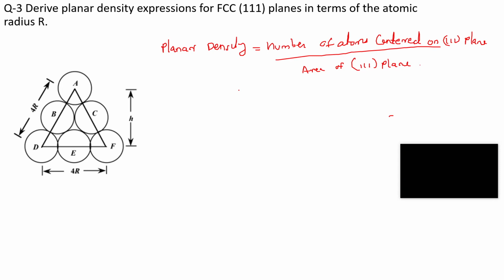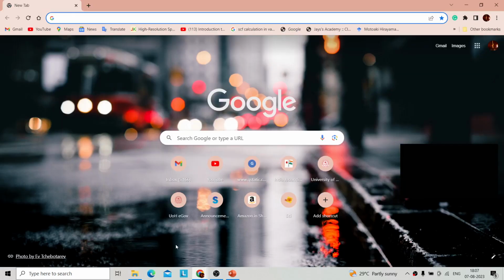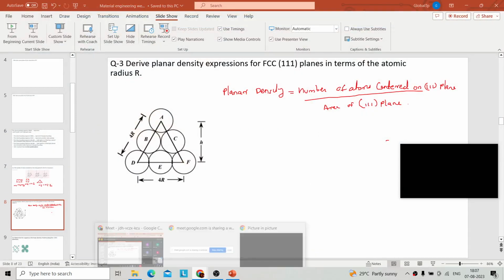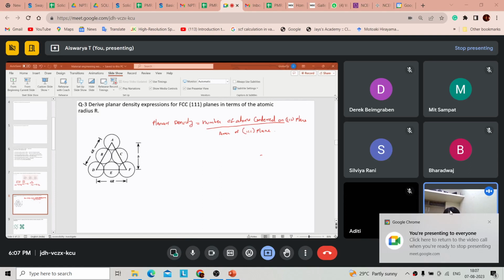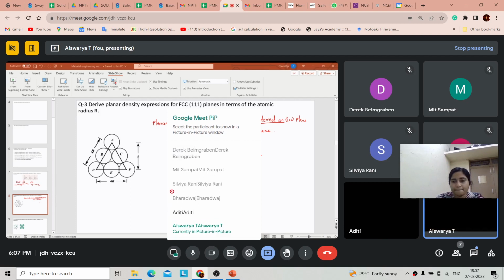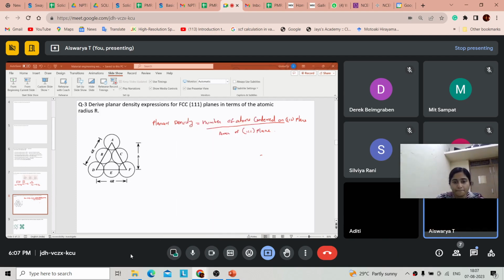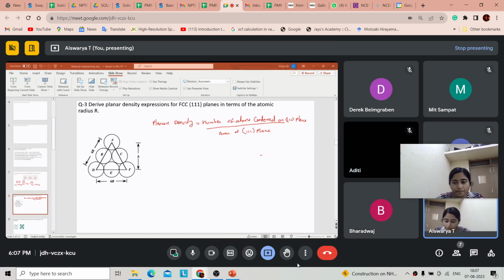So please calculate it using the equation, then we will solve the remaining. Please keep your answer in the chat box. What will it be?